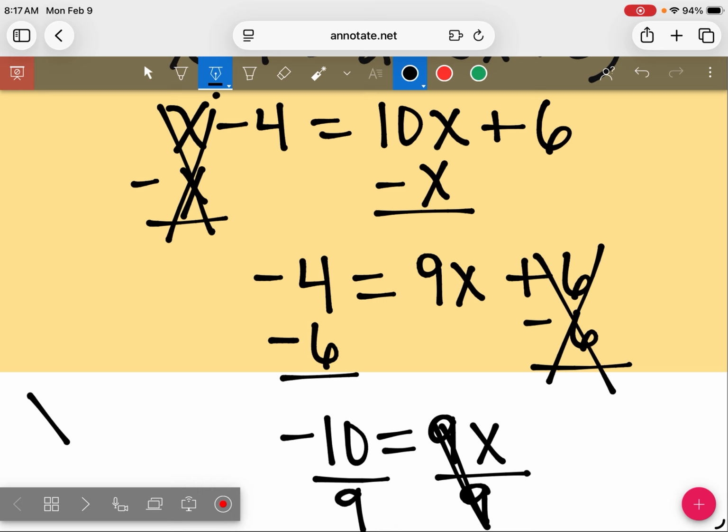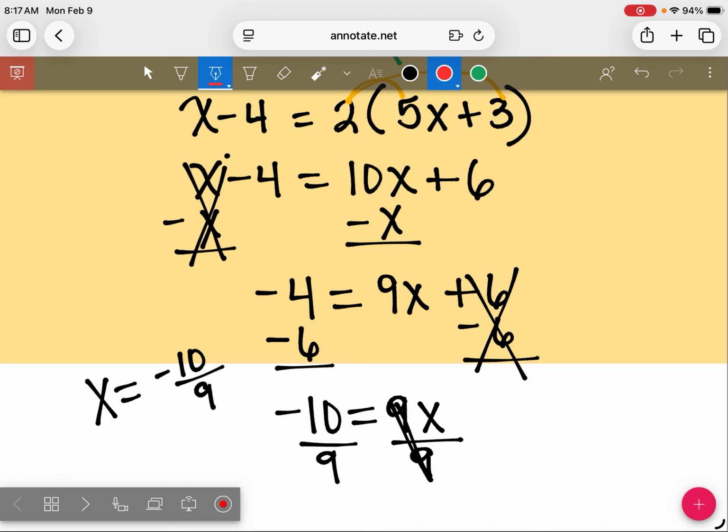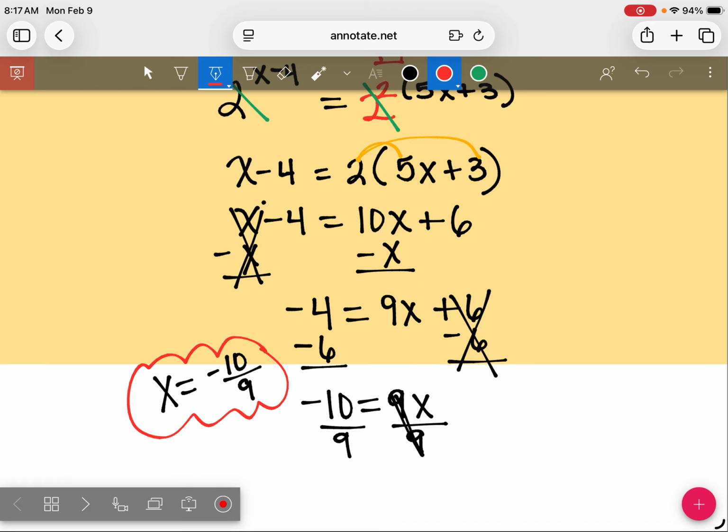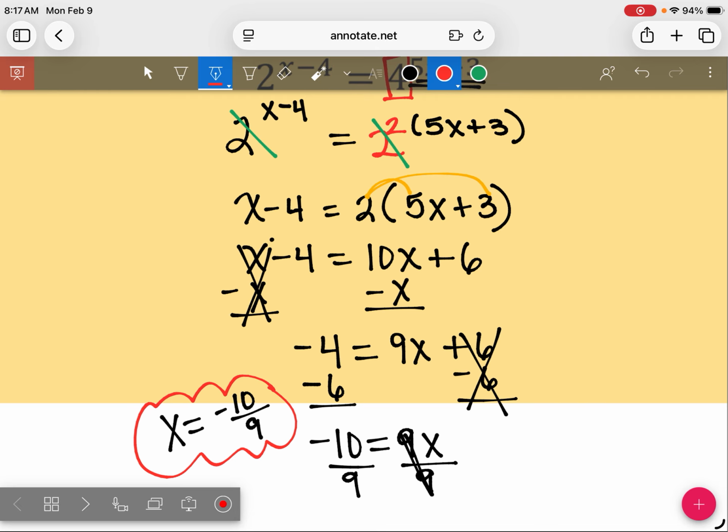So my answer, and you can leave it as a fraction. I don't know if I had that talk with you all, or maybe that was another class, but if you get an answer that's a fraction, just leave it a fraction. That's a lot more accurate than a decimal. I will take a decimal, but just try to get in the habit of leaving it a fraction.